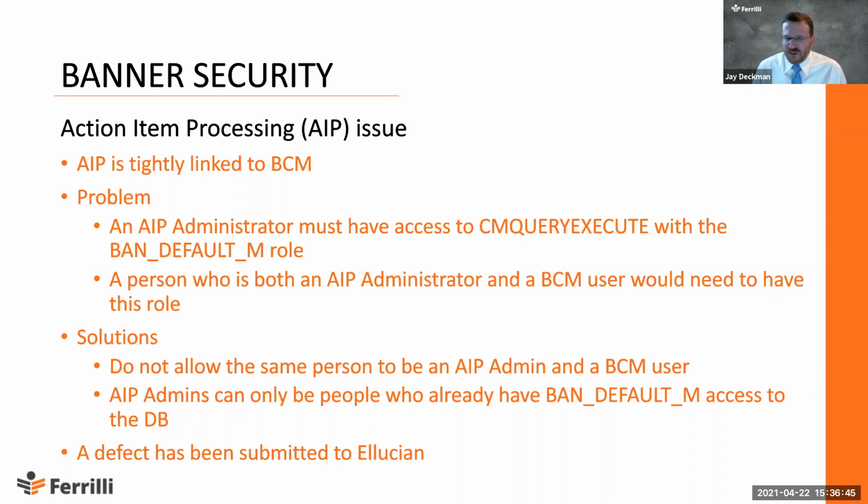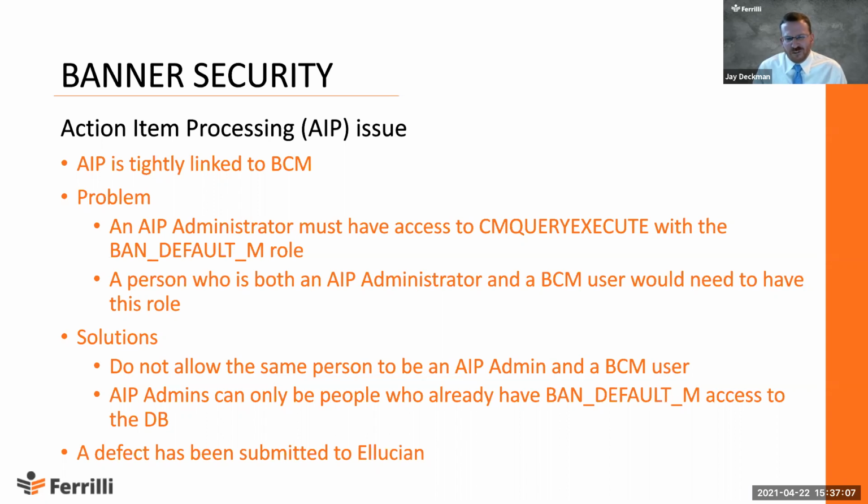That's not a huge deal in AIP because AIP doesn't really have access to data. It can use populations, but it's not going to be able to get and look at data. But in BCM, you can look at data. So if someone has BAN_DEFAULT_M and is a user in BCM, they can access any data they want from the database if they build the SQL correctly.